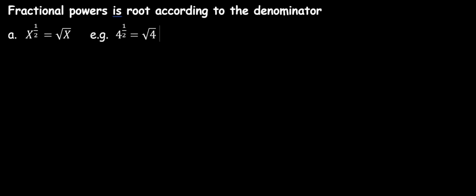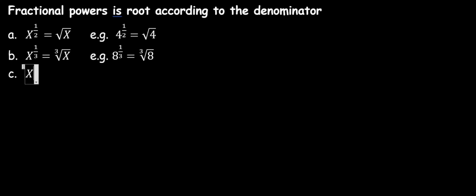Let's take another simplified part of the law. x raised to power 1 over 3 is equal to cube root of x. Now, a simple example by the side. 8 raised to power 1 over 3 is equal to cube root of 8. We take another simplified form of the law. x raised to power 2 over 3 is equal to, bracket open, cube root of x, bracket close, squared.